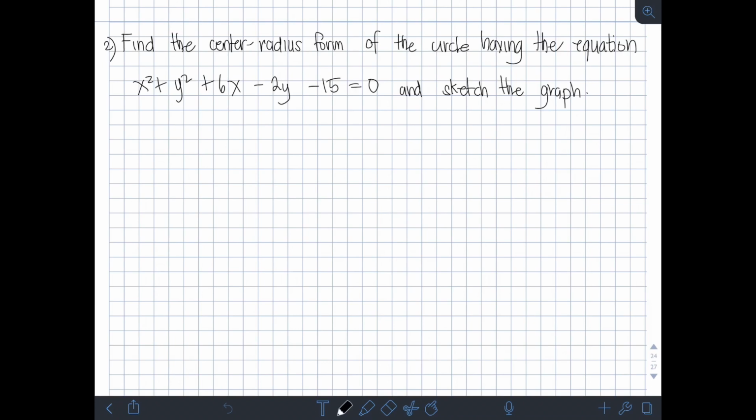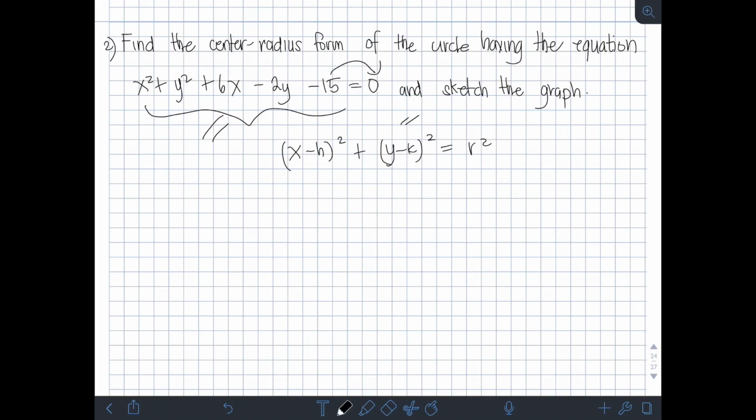Okay, so this time, we have a given equation that is not in center-radius form. The center-radius form is (x − h)² + (y − k)² = r². So, our goal is to transform this given equation of the circle into this form, and then sketch the graph. To do that, we complete the square for the x and y variables. First step, put all the constants on the right side.